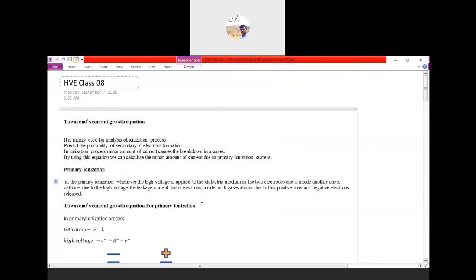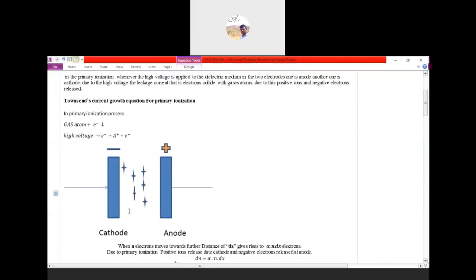Okay, from the previous class in September, we were talking about the ionization process and Townsend's equations. Here we have two Townsend current growth equations: the Townsend primary current growth equation for primary ionization, and the Townsend current growth equation for secondary ionization.